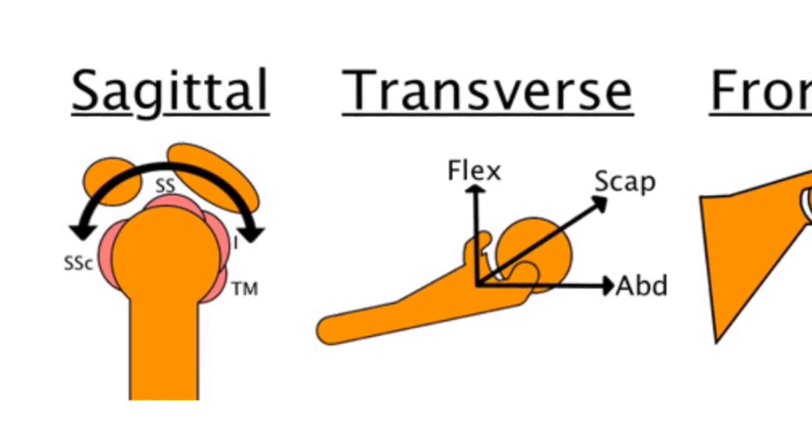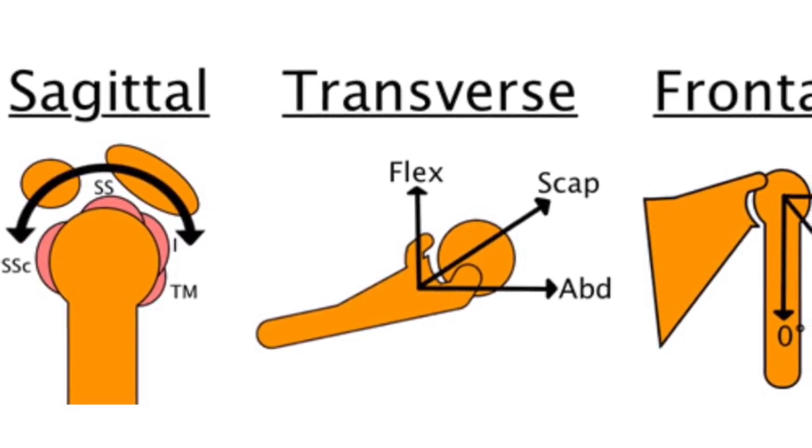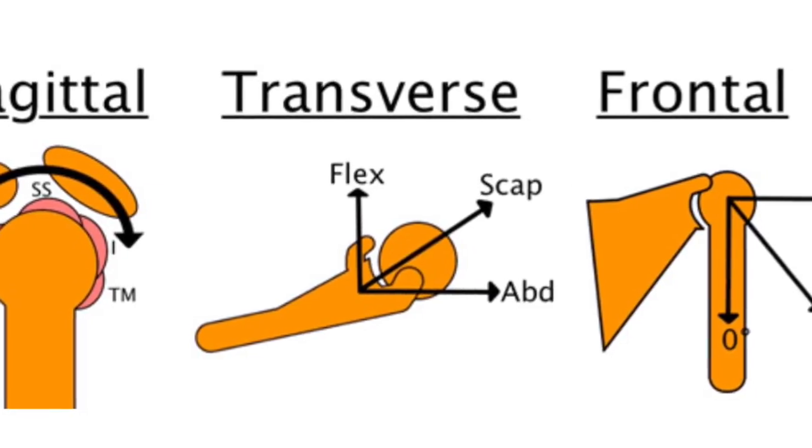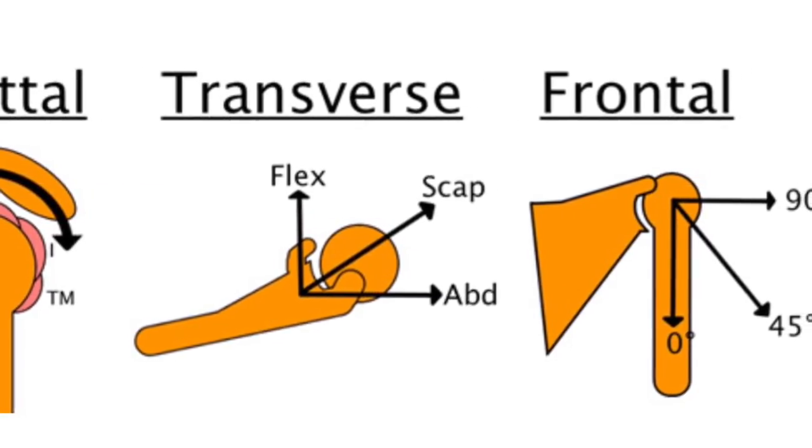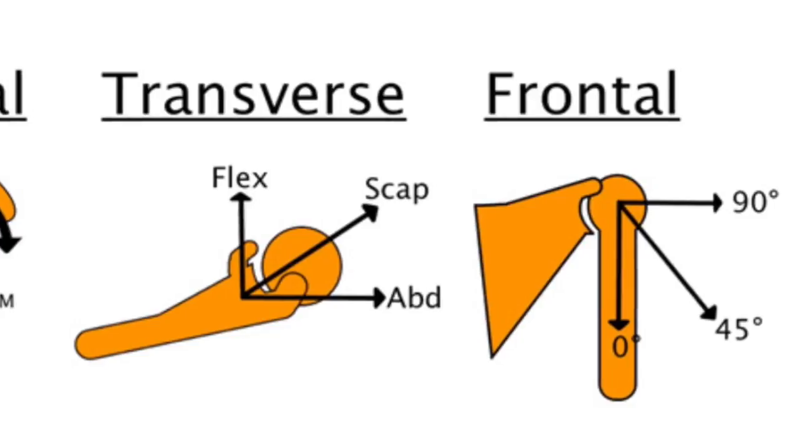This synovial joint allows forward and backwards movement in the sagittal plane. Furthermore, it also allows lateral movement in the frontal plane and internal and external rotation in the transverse plane.